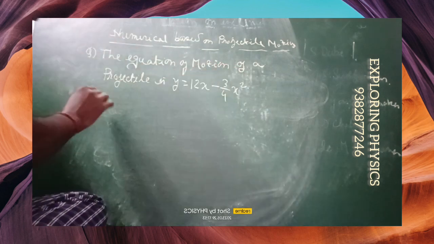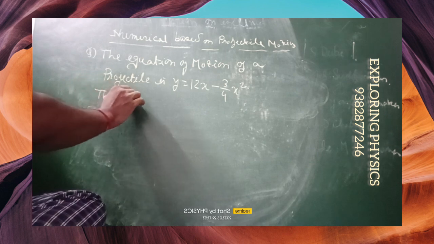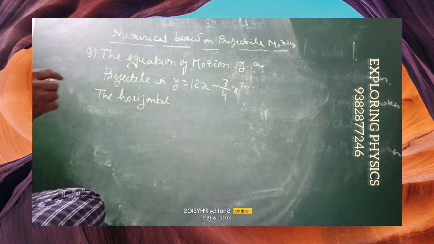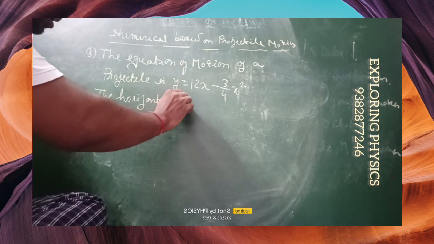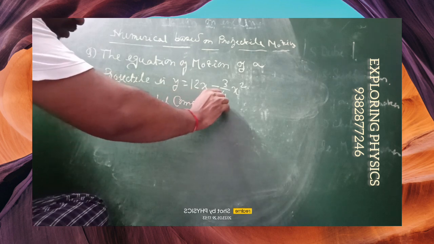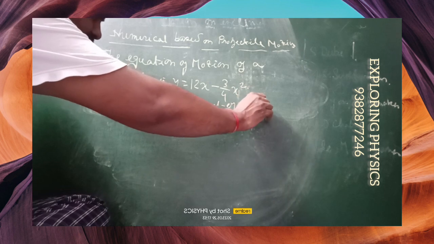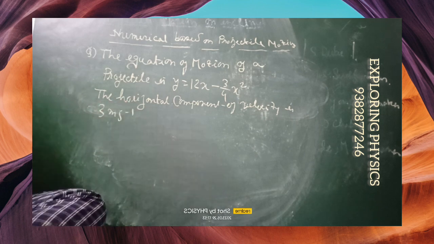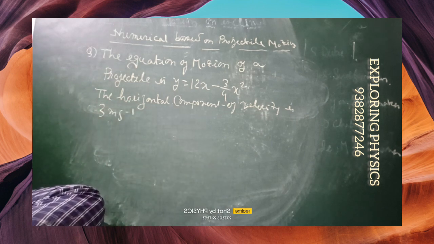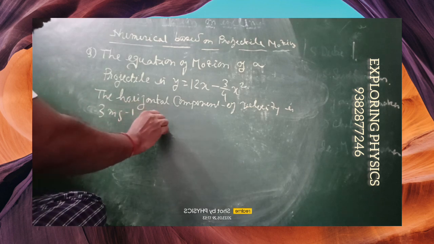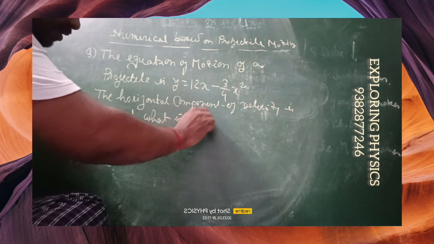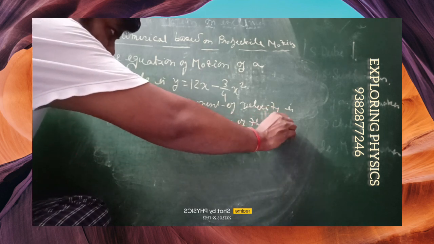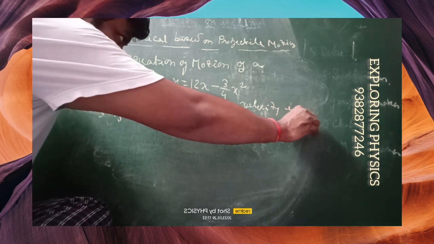The horizontal component of velocity is 3 meter per second. And what is the range of the projectile?